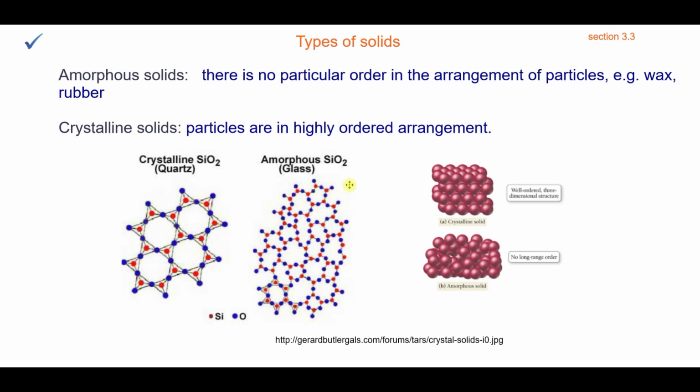On the right, we have the same molecule, but they're just all clumped together, and this is how you make glass. You take sand, heat it up. You can see here also a different representation. There's no order. And with the crystalline solid, we have this nice 3D structure.